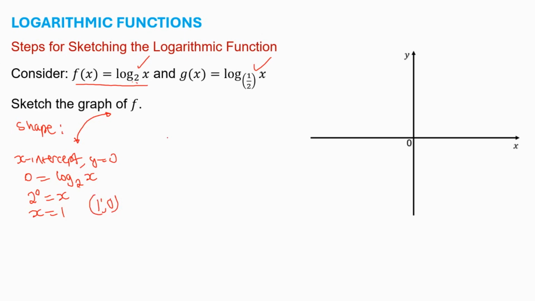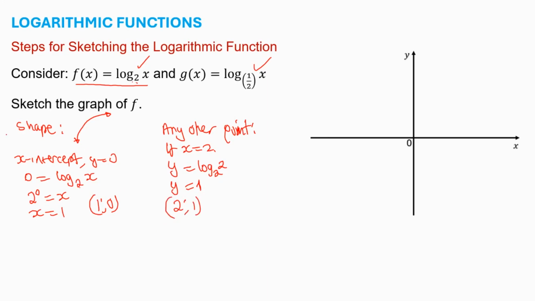Right. And then let's find the third thing. Any other point. Let's say if x is equal to 2. Right, so meaning that y is equal to log 2 to base 2, right? And then what is log 2 to base 2? This is equal to 1. So meaning that y is equal to 1, right? Then the other point that we have now will be (2, 1), right?